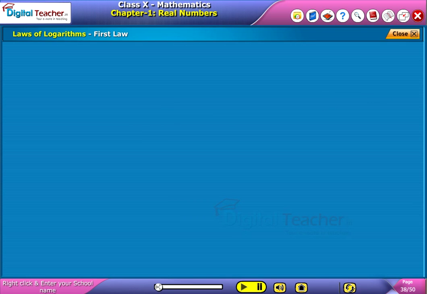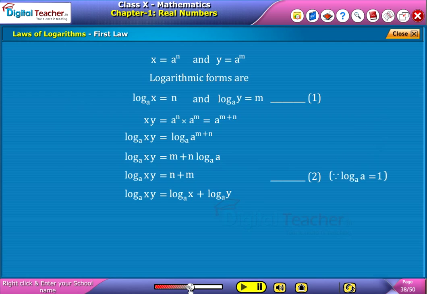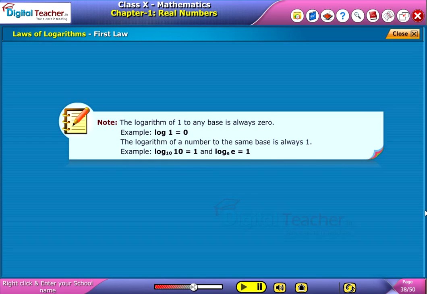First law tells us how to add two logarithms together. Consider two exponents x and y. This is the first law of logarithms. Note that the logarithm of 1 to any base is always 0. Example, log 1 equal to 0. And the logarithm of a number to the same base is always 1. Example, log 10 to the base 10 is equal to 1 and log e to the base e is equal to 1. Now, let us solve a sample problem on this law.